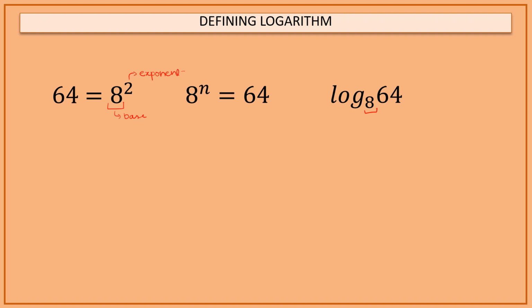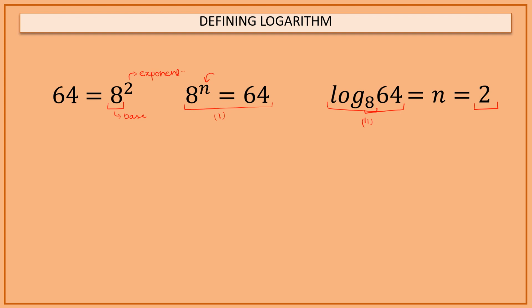So please try to relate these two expressions, expression 1 and expression 2. In expression 1, we are asking 8 to the power which number is equal to 64, and we are repeating the same question again: logarithm of 64 to the base 8 is equal to which number? Here we are representing the unknown number by the letter n. So logarithm of 64 to the base 8 will be equal to n, which in this case is numerically equal to 2.